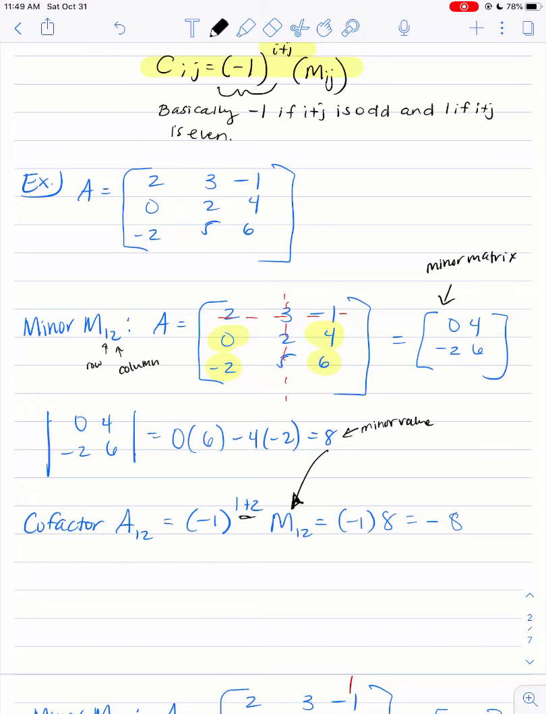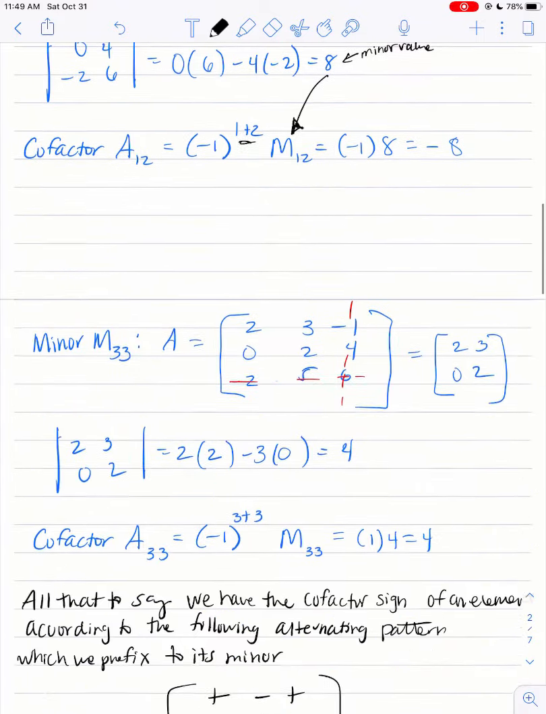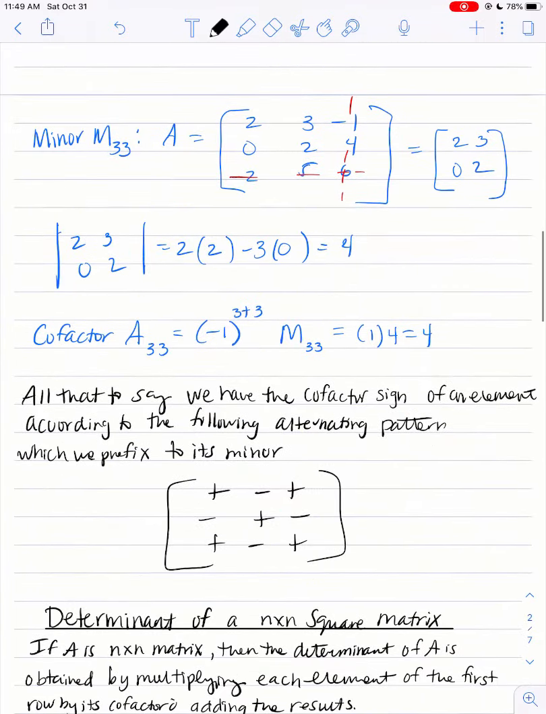And that's the one that we plug in here. Okay, let's do another example. So I have minor M33. So I still have the same matrix A. So the 3 is the row, and then this 3 is the column. So I'm going to delete the third row, that's the red dash, and then the third column. And then what I'm left with is my minor matrix.